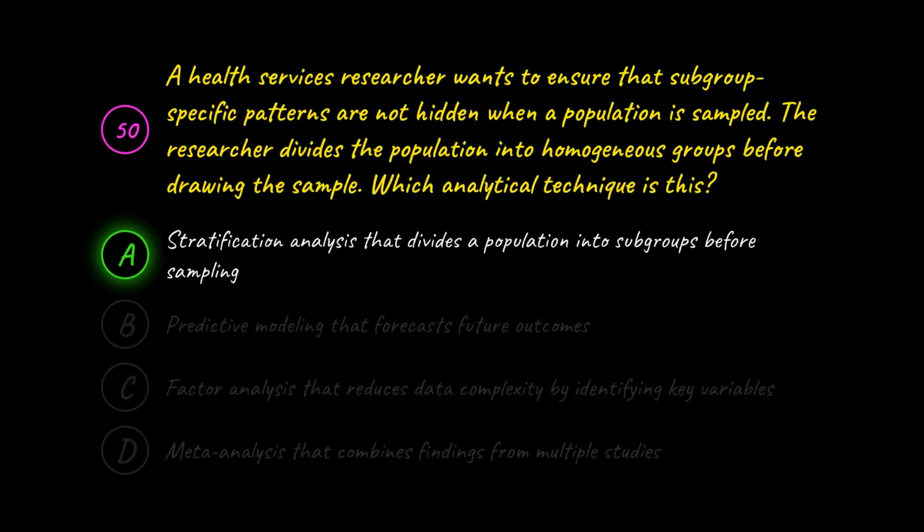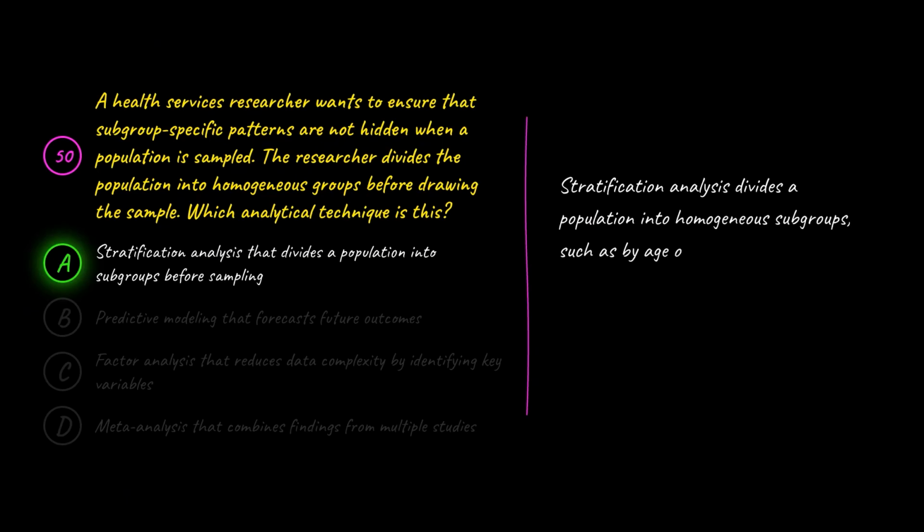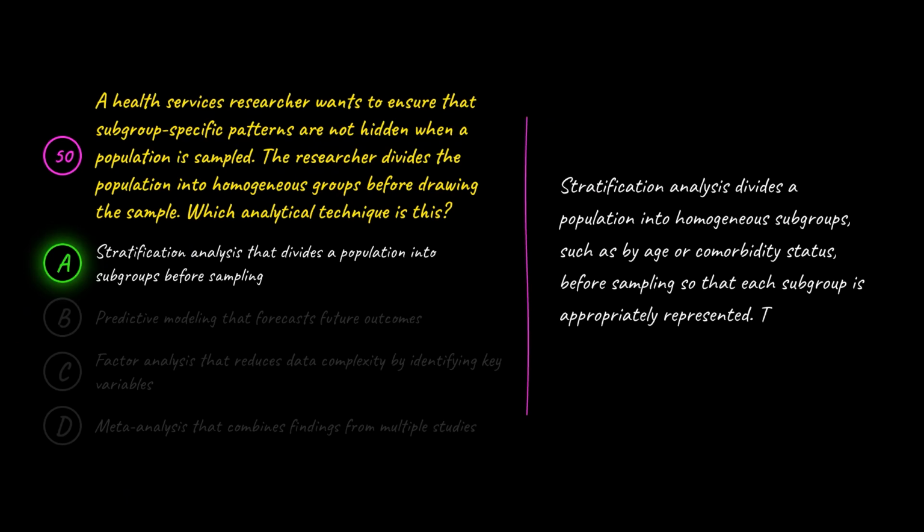The correct answer is A. Stratification analysis that divides a population into subgroups before sampling. A is correct because stratification analysis divides a population into homogeneous subgroups, such as by age or comorbidity status, before sampling so that each subgroup is appropriately represented. The technique improves precision and exposes patterns that would be obscured if the population was sampled as a single block. Stratification supports both research design and analysis.